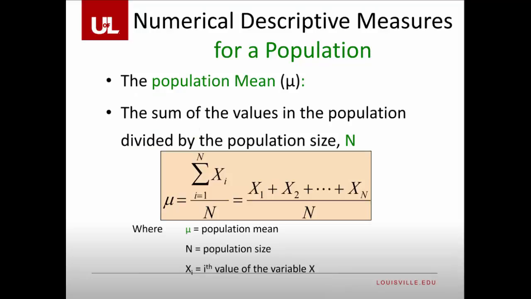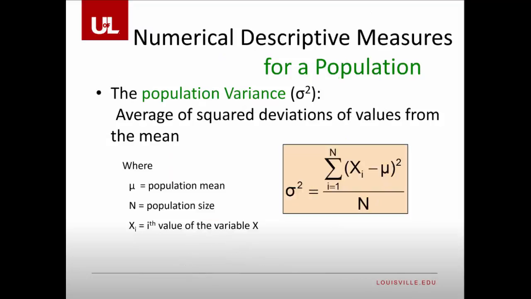The mean is defined as it was before. Nothing is different here. We sum up all the values and divide by the total number of observations. The measure of the variance is a little different. We are still looking for the average squared deviation, except this time we are dividing by big N and not n-1 as we do for samples.